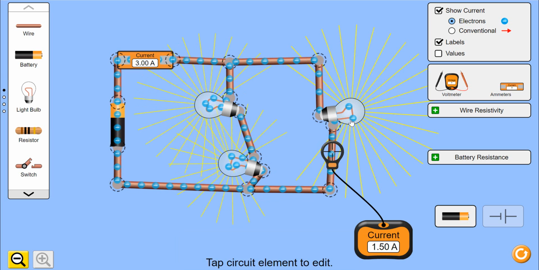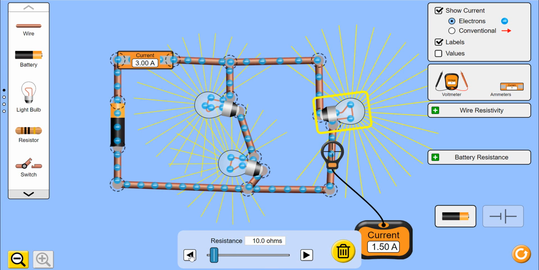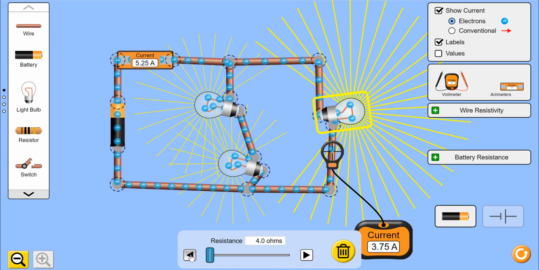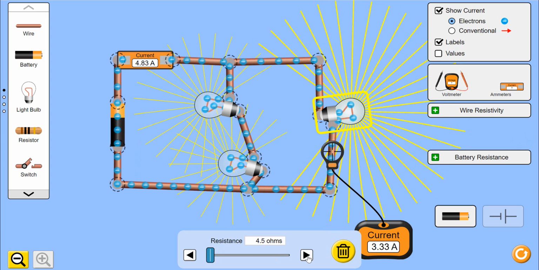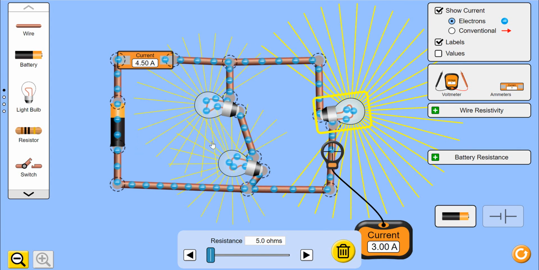On the other side here, we had a 5 ohm resistor. So knock this down to 5. You'll notice as I change the resistance on this one here, it might actually affect the brightness on the other one. So far this is what we have.